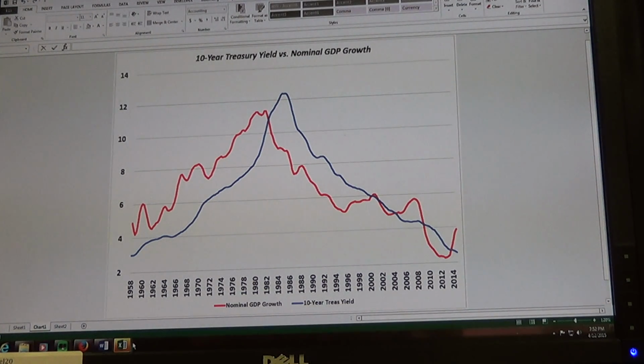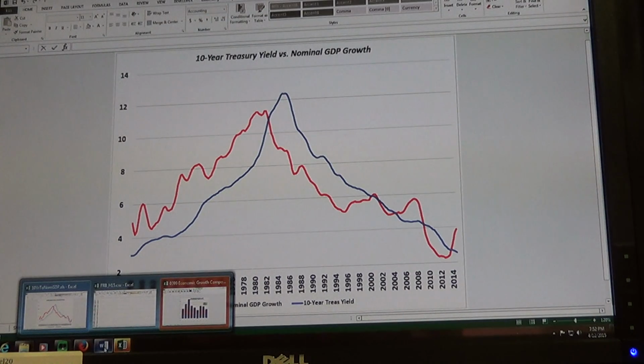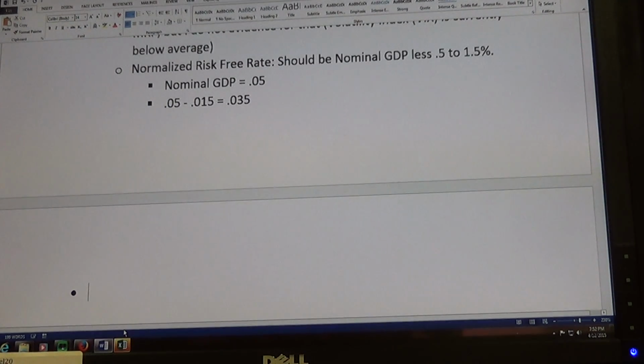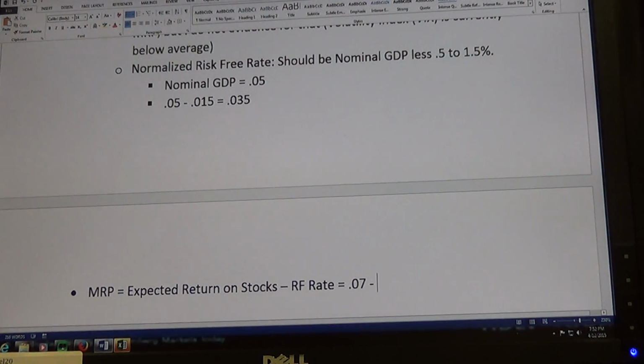But I'm going to err on the side of a lower 10-year Treasury. I'm not going to go all the way to the current 10-year Treasury, which is below 2%, but I'm at least going to normalize it at a more normal level of 3.5%. So that means that my market risk premium is going to equal my expected return on stocks minus my risk-free rate, which is going to equal 0.07, the 7% we got above, minus 0.035, or 0.035 is my market risk premium. So a 3.5% market risk premium and a 3.5% risk-free rate.